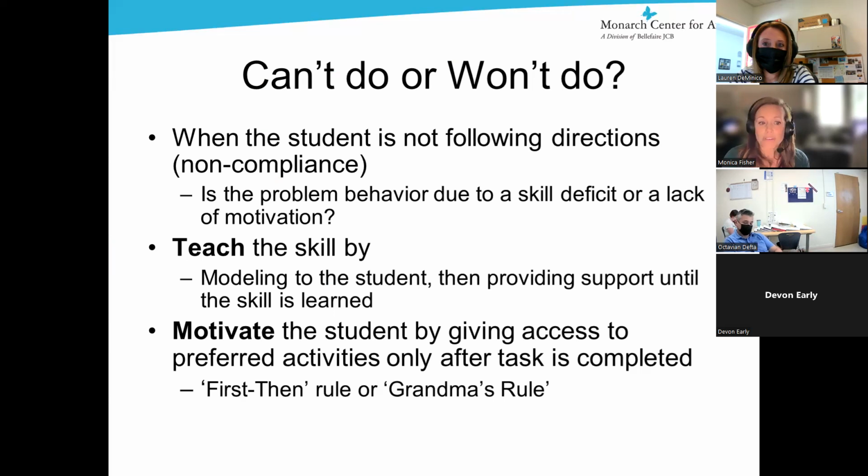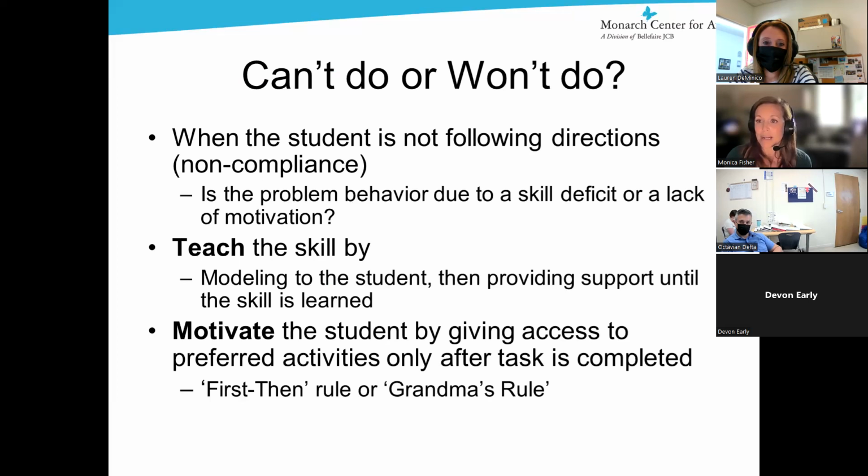Sometimes things are just a motivation deficit. I hear that all the time. Well, they know how to do it. They just don't. So if they know how to do it and they don't, then we need to motivate them to do it, right? So maybe they get access to something immediately following it, right? We call that the Premack principle or grandma's rule or the first-then rule. First you do this, then you do this.